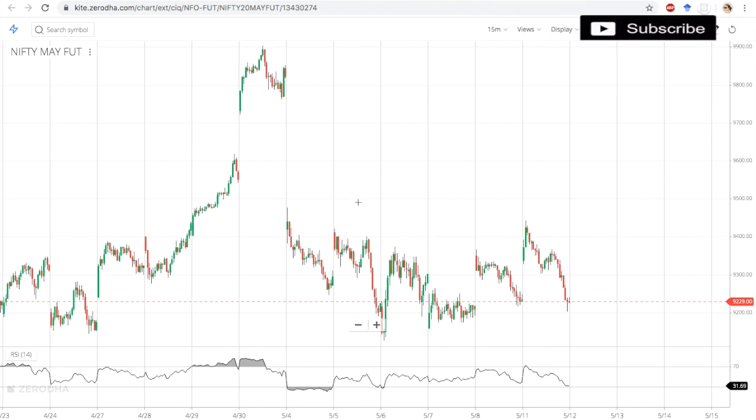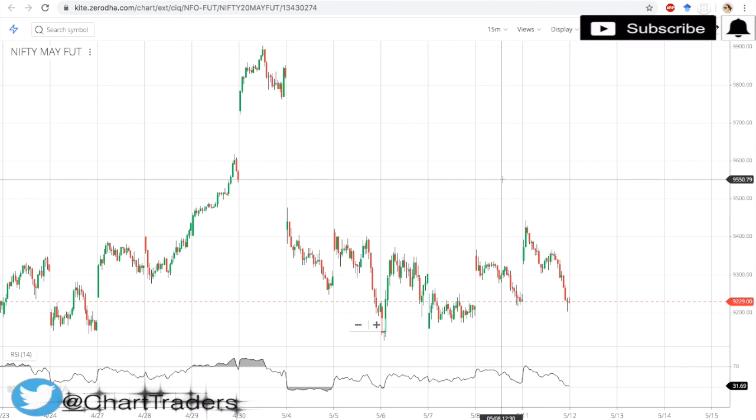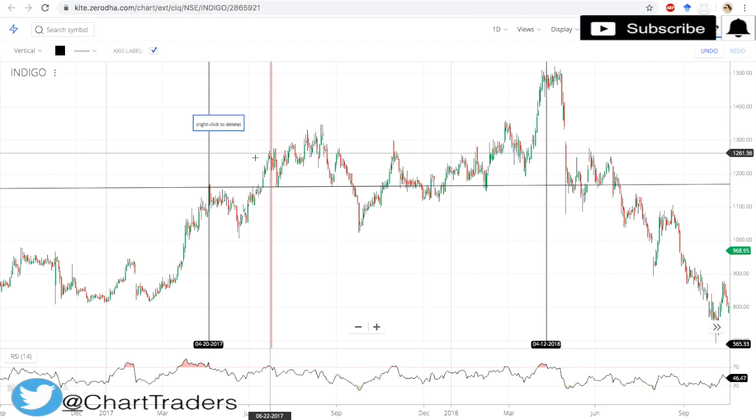You can use 60-40 also, you can use 80-20 also. Different traders have different philosophies and they use different values based on their risk management. Okay, we will see one more example on an Indigo stock.